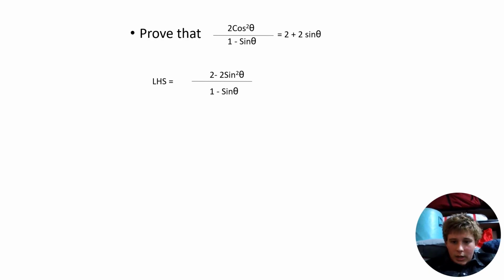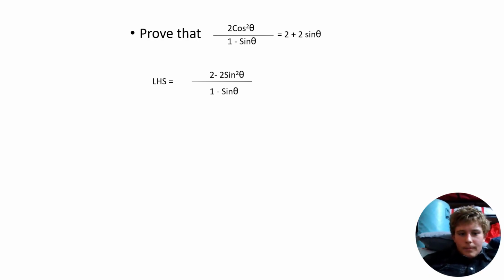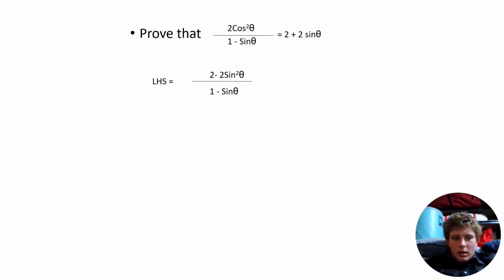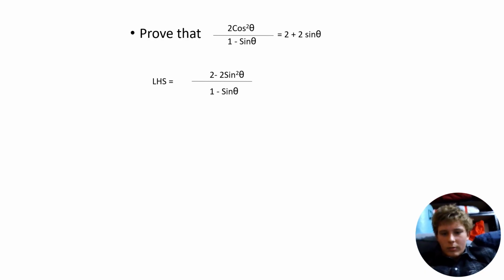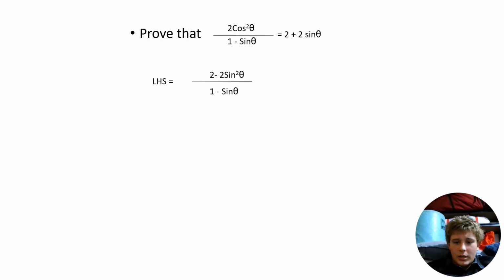If you remember our Pythagorean identities from before, we can turn the cos into sine by 1 minus sine. And because it's got a 2, we just make it 2. That wasn't a very good explanation. The Pythagorean identity, the original one that I showed you before, which had 1, essentially the whole thing has been multiplied by 2. So 2 cos squared is equal to 2 minus 2 sine squared theta, and that is over 1 minus sine theta.